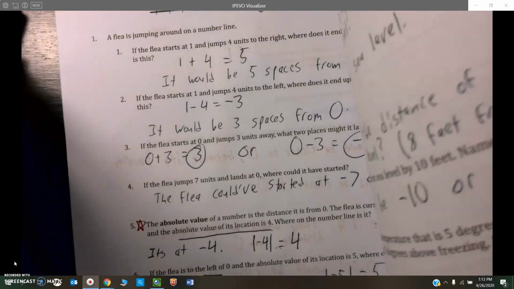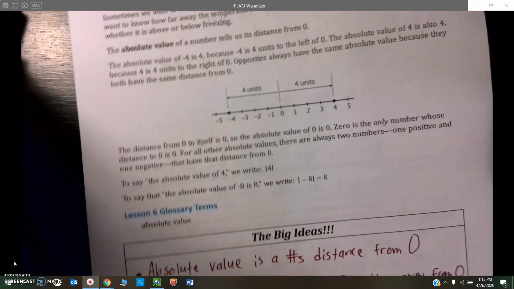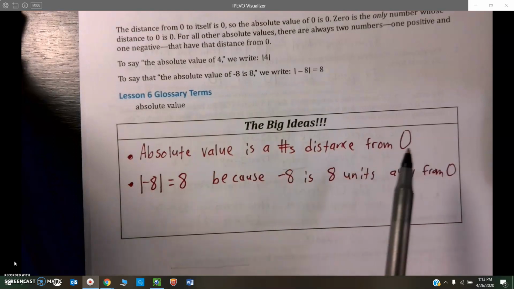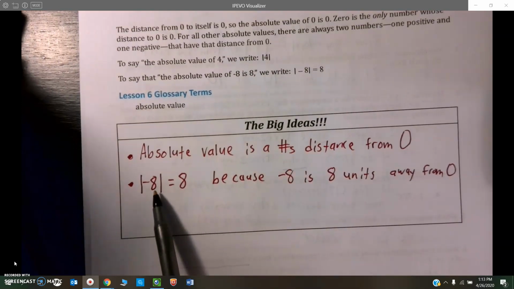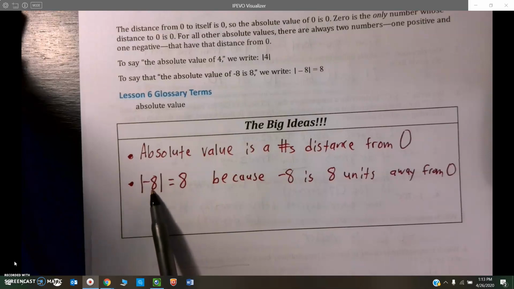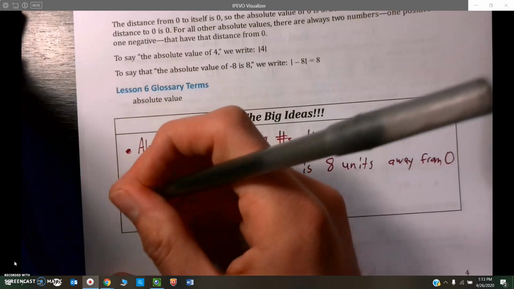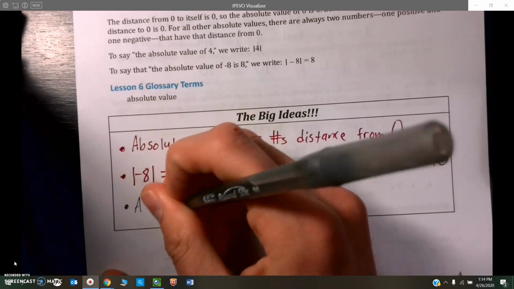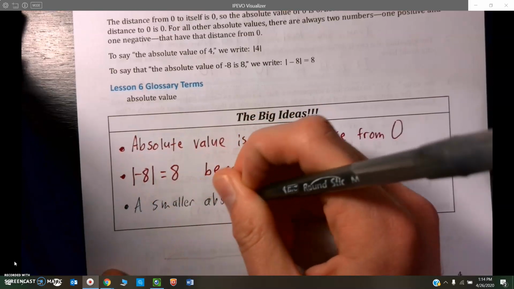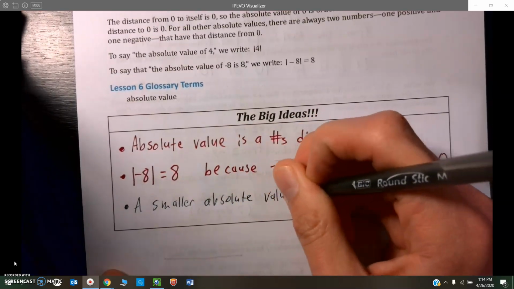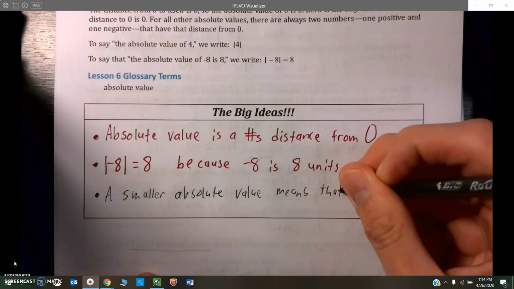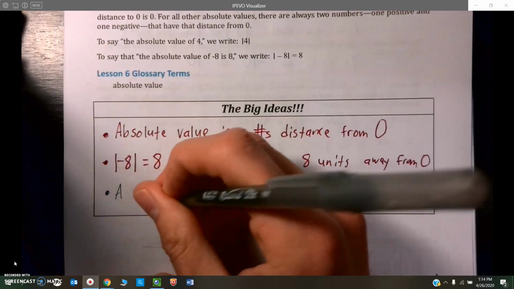Thinking about this last problem, looking at our big ideas, we should copy down: absolute value is a number's distance from 0. So the absolute value of -8 is saying how far away from 0 is -8. It is 8 units away from 0. We should also add, based on that last question from the previous page, that a smaller absolute value means that number is closer to 0.